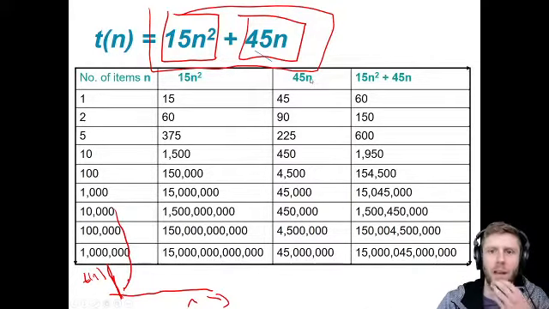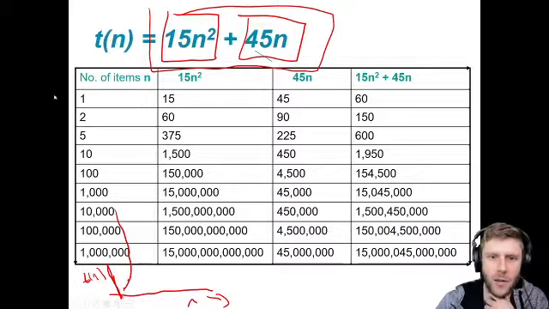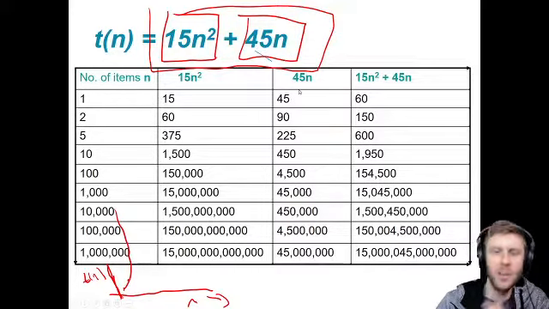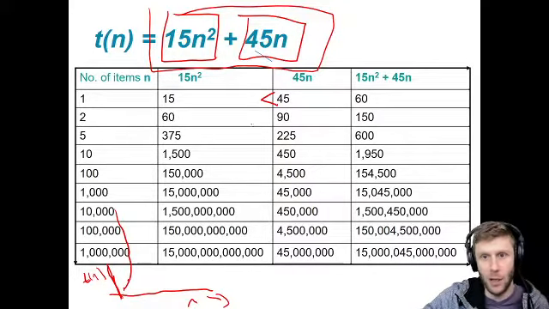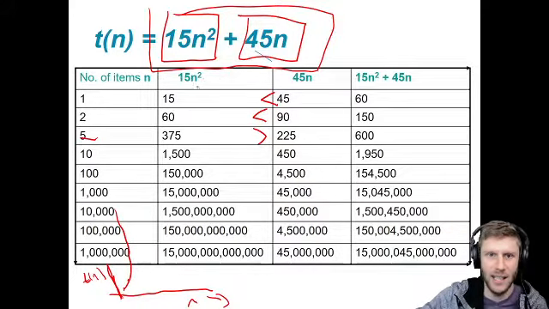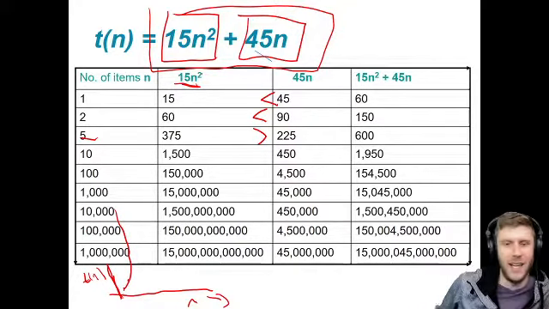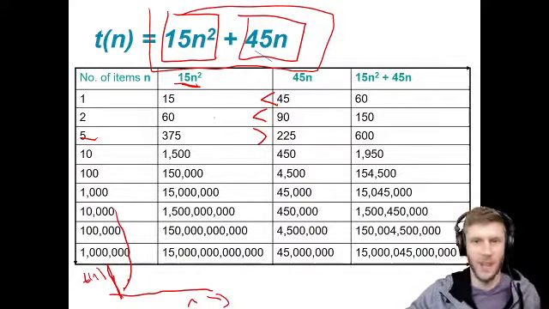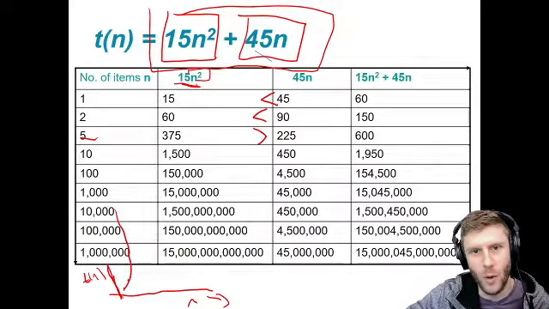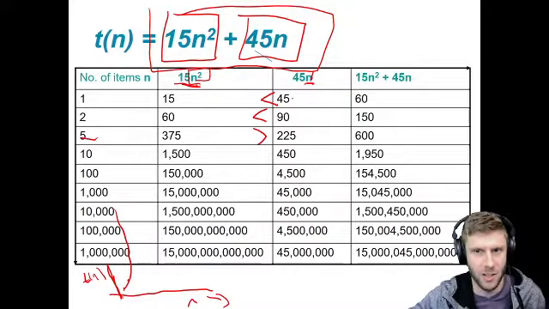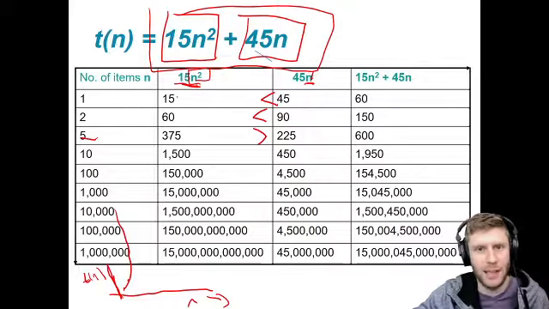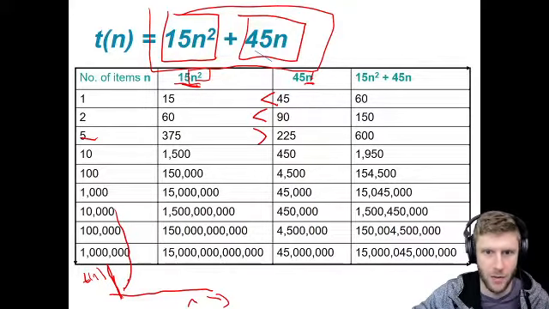But let's look at the 45n. Let's look at this chunk of the function. When n is 1, it's 45, which is bigger than 15. When n is 2, 90 is bigger than 60. But as soon as we hit n is 5, suddenly this becomes the dominating term. For those of you who didn't hate your functions course in high school, you'll know that when you see something squared, it's going to grow much quicker than something that's just n. So we should expect that this part here is going to grow much, much faster.